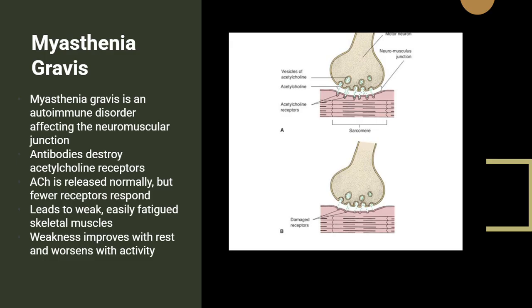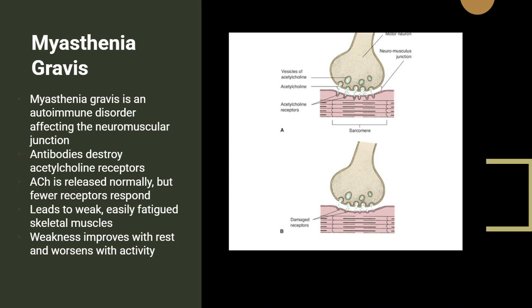In myasthenia gravis, the immune system begins producing antibodies that mistakenly target and destroy these acetylcholine receptors. As the number of functioning receptors decreases, acetylcholine has fewer places to bind. Even though the nerve still releases acetylcholine normally, the muscle cannot receive the signal effectively. This leads to the hallmark symptoms of myasthenia gravis: muscle weakness that worsens with activity and improves with rest.